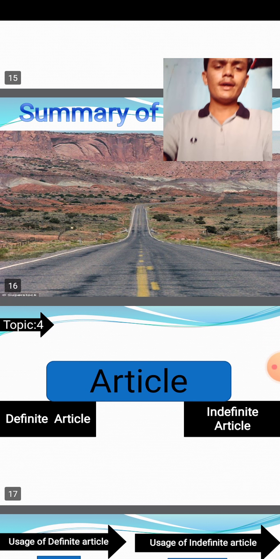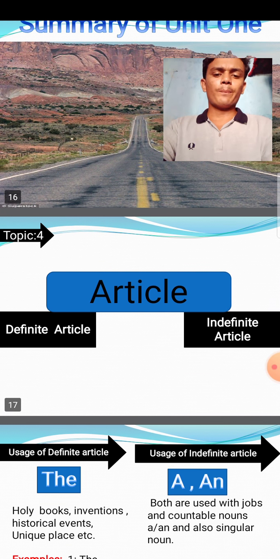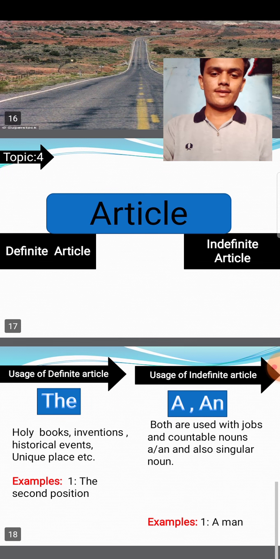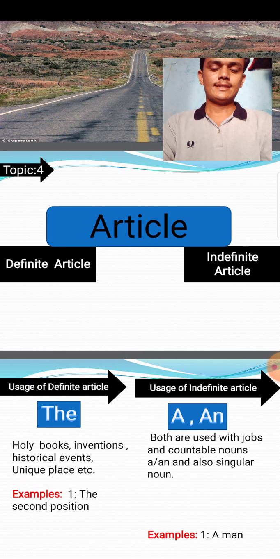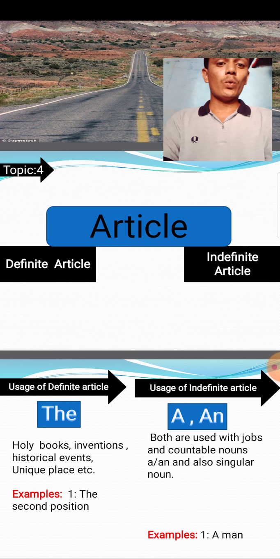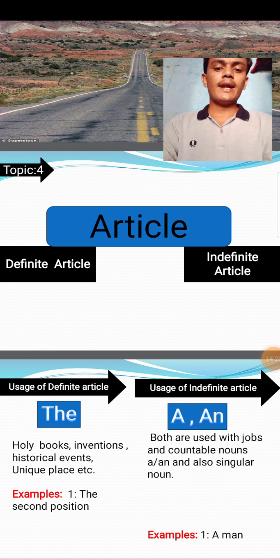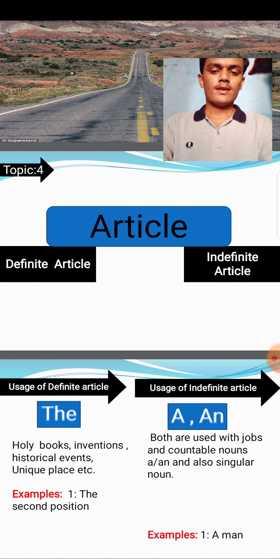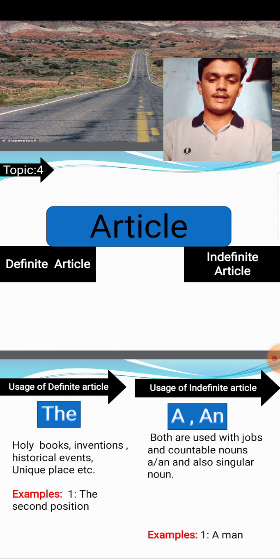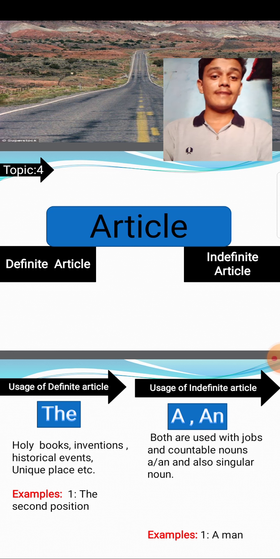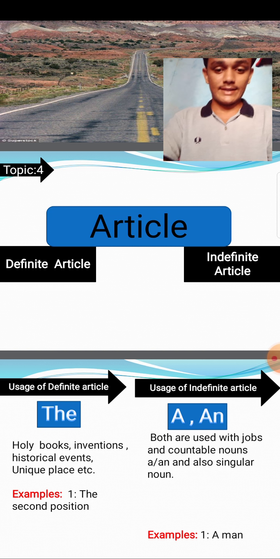The number 4 topic is articles. There are two types of articles: definite article and indefinite articles. First of all, I will mention the usage of the definite article. What is the definite article? I will mention that.